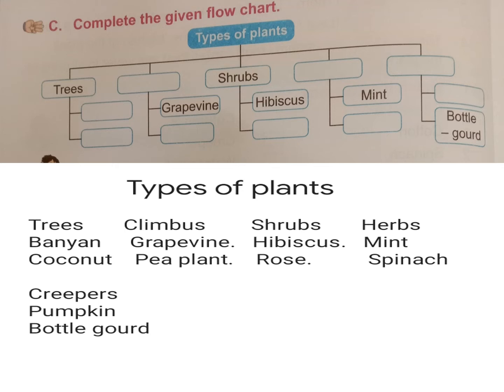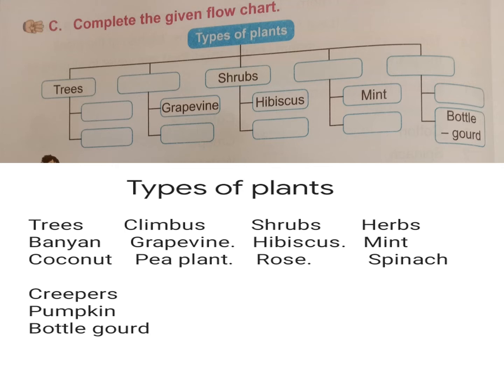Next, they give us grapevine. What type of plant? Grapevine is the climber. What is that? Climber plant. Children, you want to write above the grapevine. You have one box, no? You want to write climber. Look at the screen and write again. If you write wrongly, you want to write again.